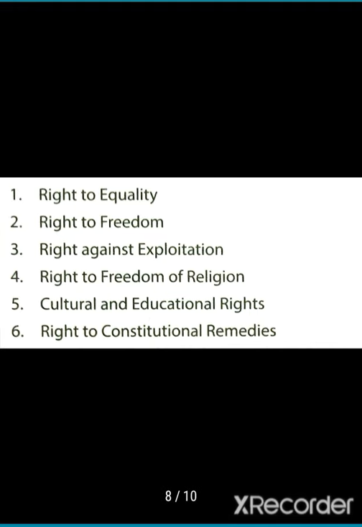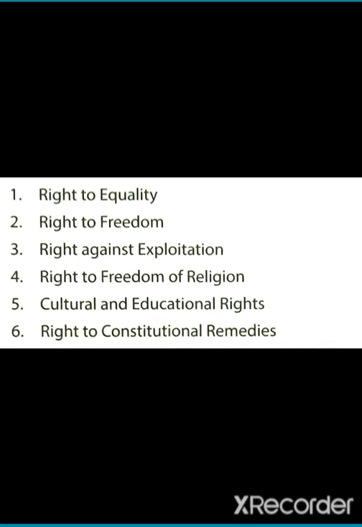Here are some important aspects of these 6 fundamental rights. Right to equality. All citizens, irrespective of their religion, caste, race, and place of birth, are treated as equal.